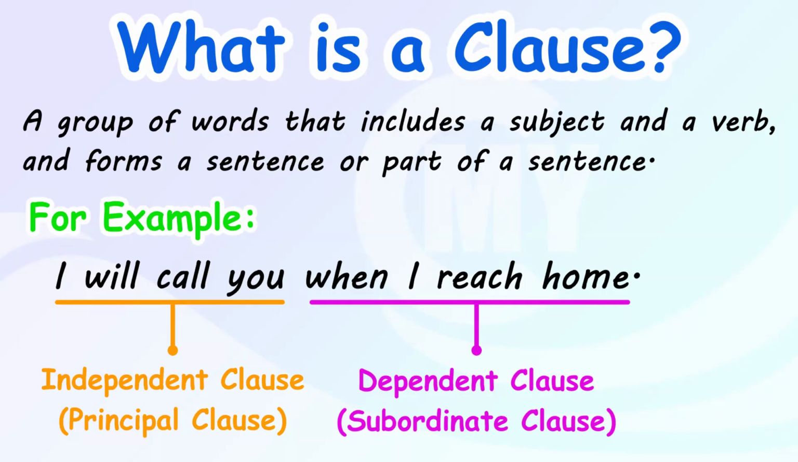So "I will call you" is the independent clause, which is also called the principal clause or main clause, because it stands alone. It gives complete meaning. "When I reach home" is totally dependent on the first statement, that is, "I will call you." So "I will call you" is a principal clause, main clause, independent clause, and the dependent clause is "when I reach home" because it cannot give a complete meaning if an independent clause is not present in the sentence. So dependent clauses, or subordinate clauses, are not able to give complete meaning. "When I reach home" is a dependent clause or subordinate clause.